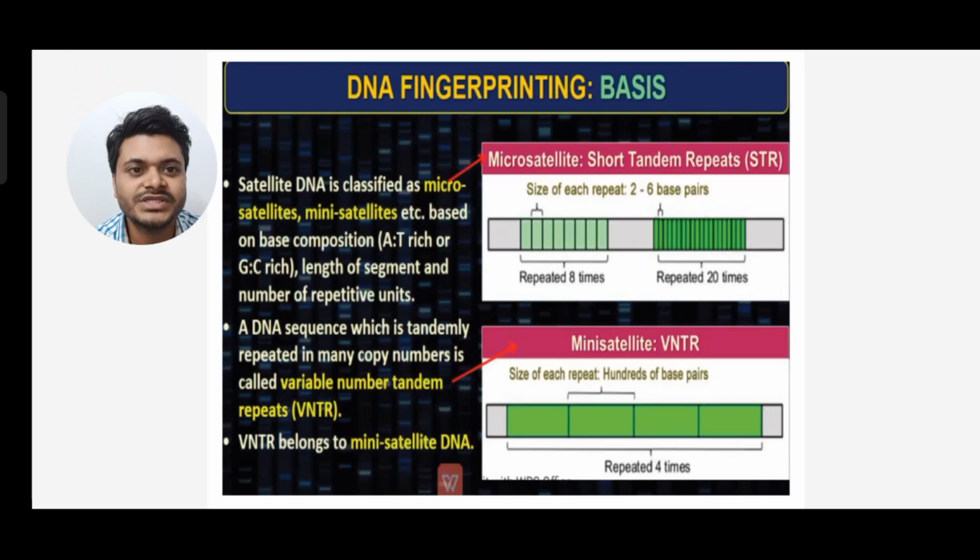A DNA sequence which is tandemly repeated in many copy numbers is called variable number of tandem repeats. So what is VNTR? A DNA sequence which is tandemly repeated in many copy numbers, and VNTR belongs to minisatellite DNA. In minisatellite, the size of each repeat is hundreds of base pairs, and in microsatellite, the size of each repeat is 2 to 6 base pairs.